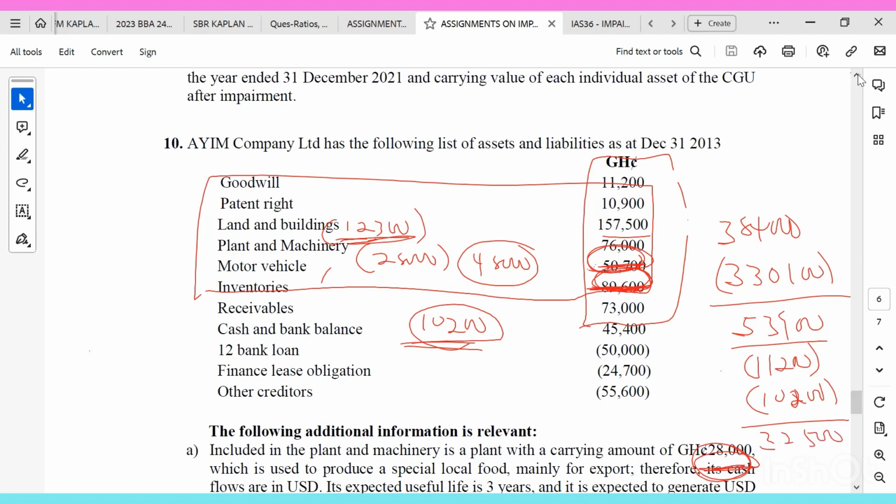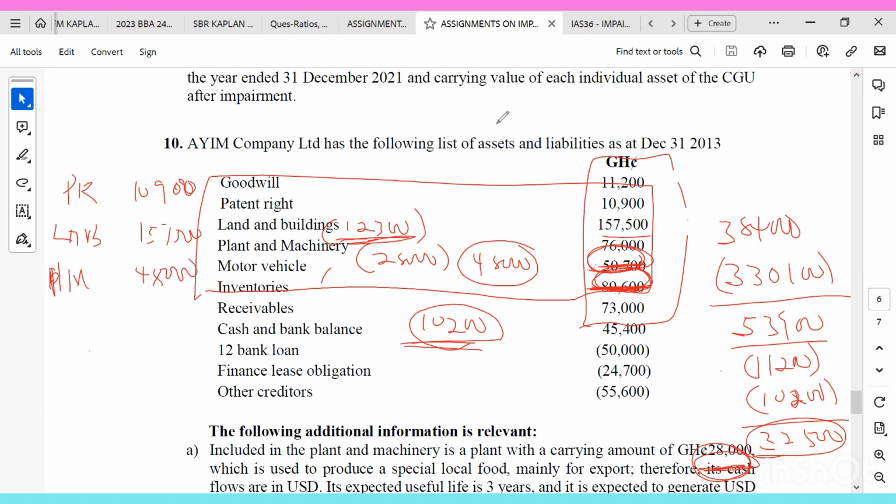32,500. So this 32,500 now will be shared among the remaining assets on a pro rata basis. So the patent rights will be taken as 10,900. Land and building, there is no element on that, so land and building will be taken at 157,500. Okay. But if you come to plant and machinery, the value that you are going to apportion the impairment to will be 48,000.